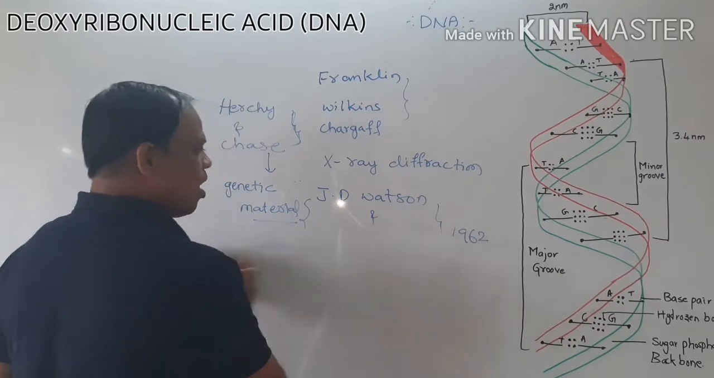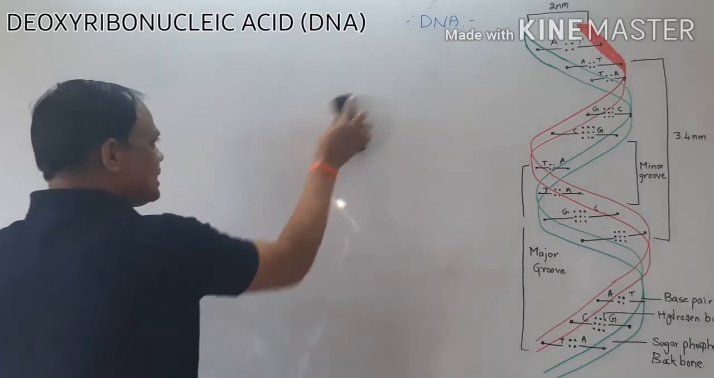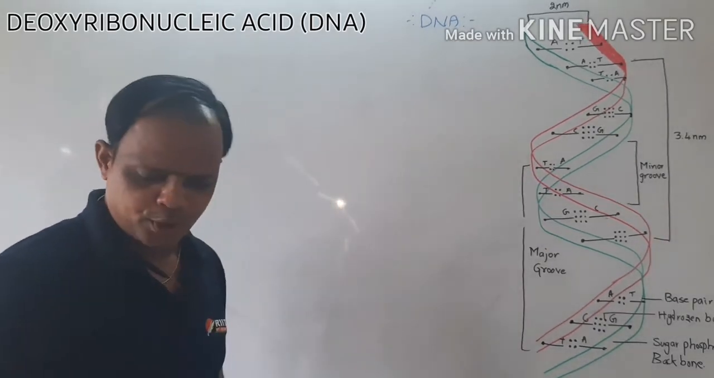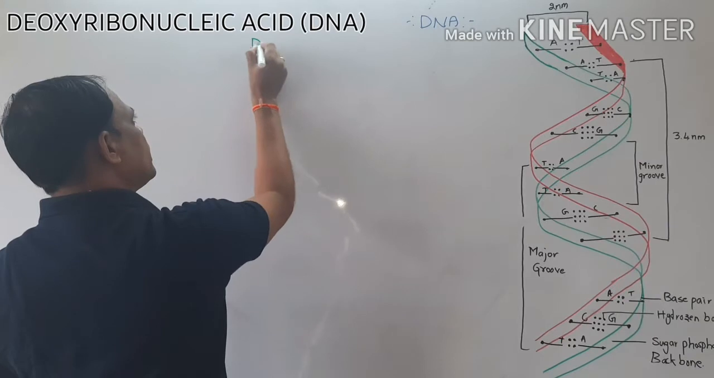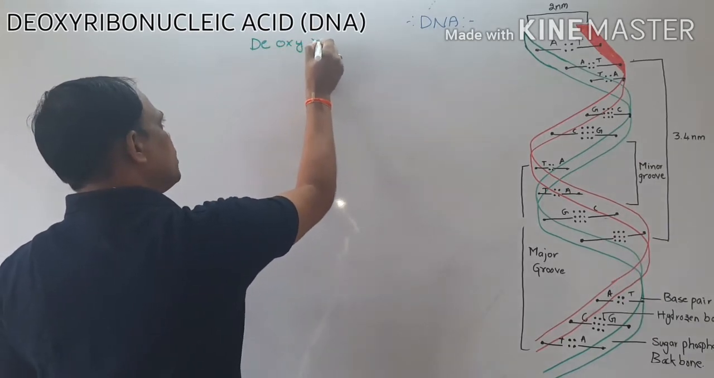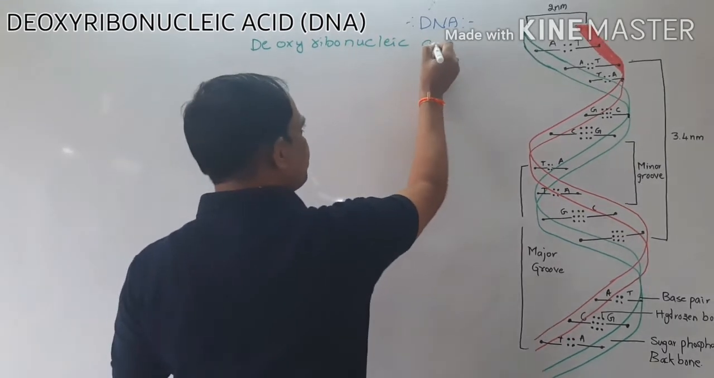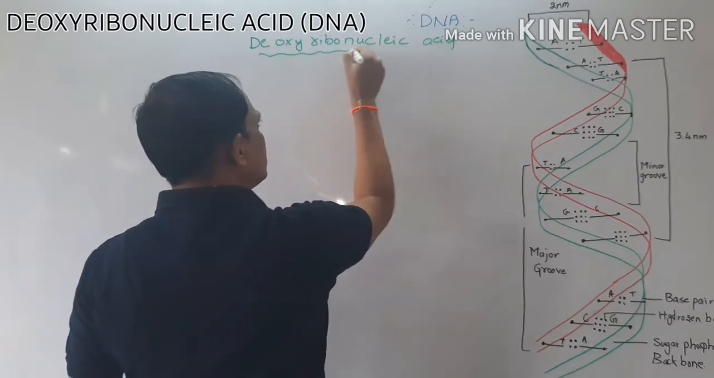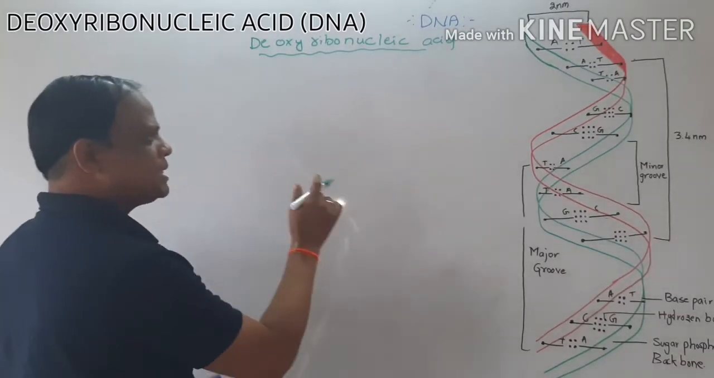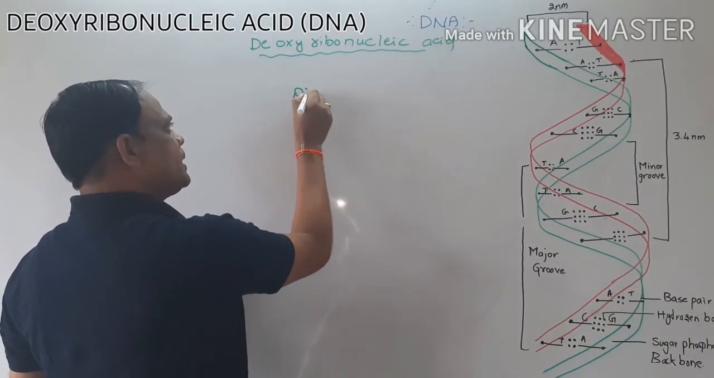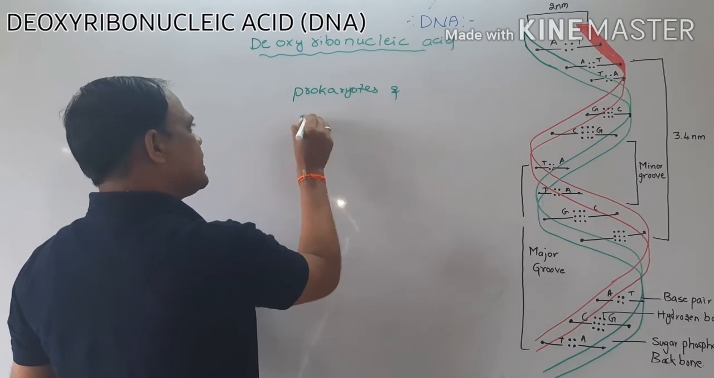Then after that, the occurrence of DNA. DNA means deoxyribonucleic acid, the full form of DNA. The occurrence means that DNA can be present in all types of prokaryotes and eukaryotes.